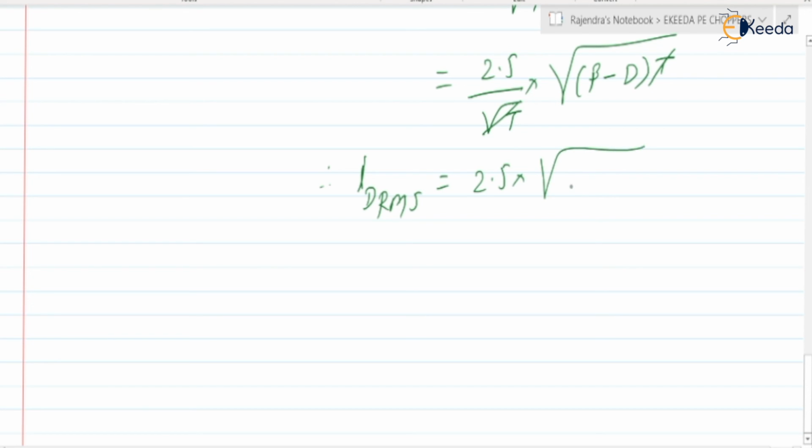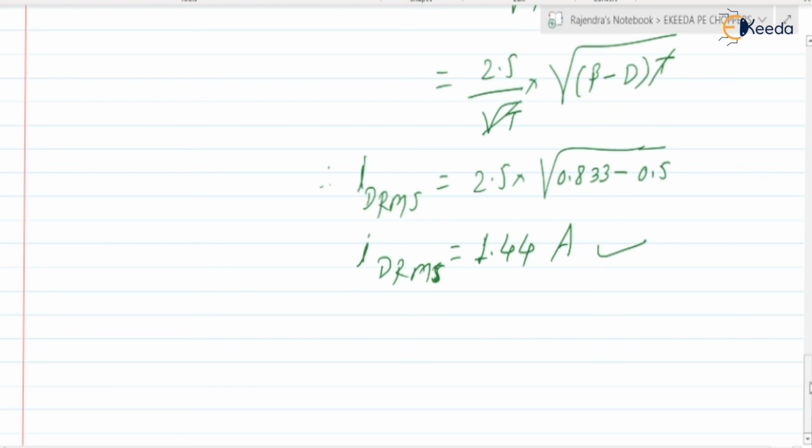What is beta? Beta is 0.833, minus what is d? D is 0.5. So d is given as 0.5, beta is 0.833. So it is equal to under root 0.833 minus 0.5, so it is 0.577 into 2.5. Yes, it is 1.44 ampere. This is the ID RMS we are having, that is the RMS value of the diode current. It is equal to 1.44 ampere.